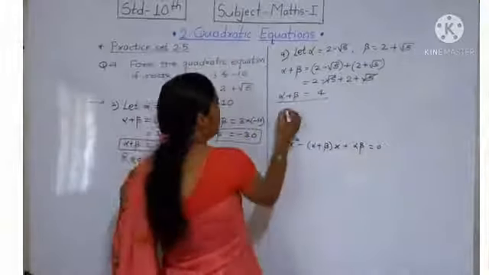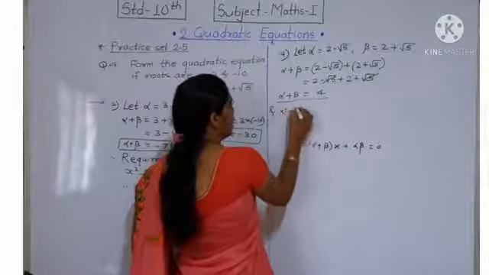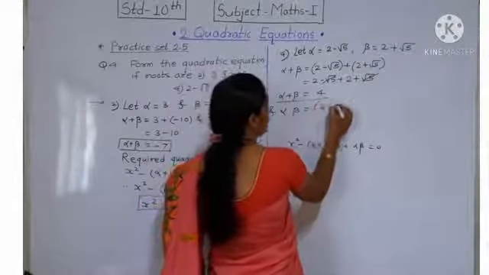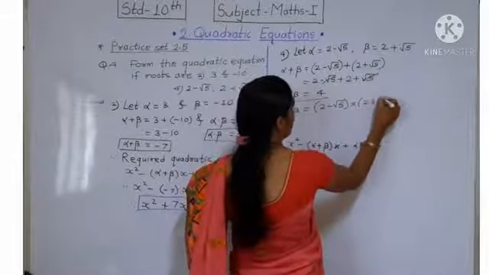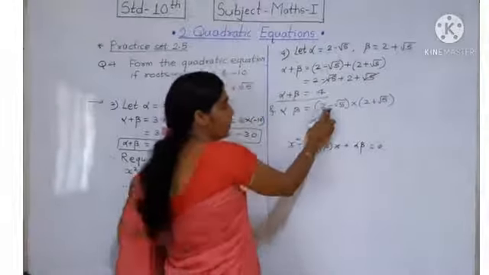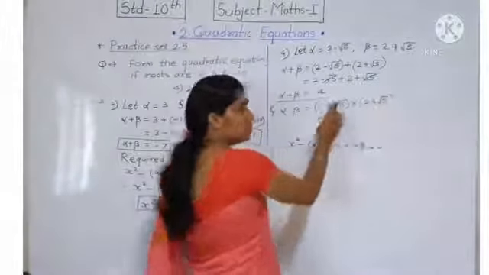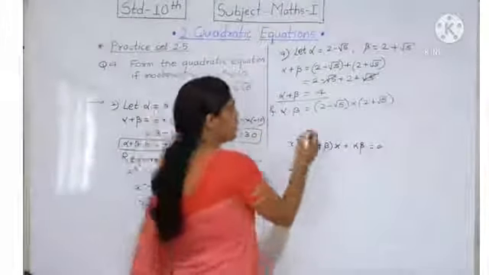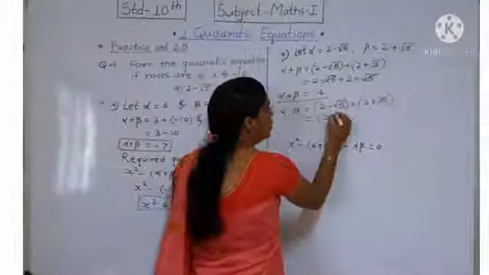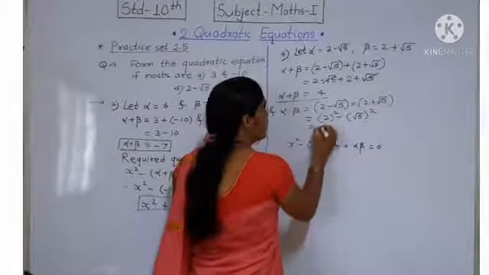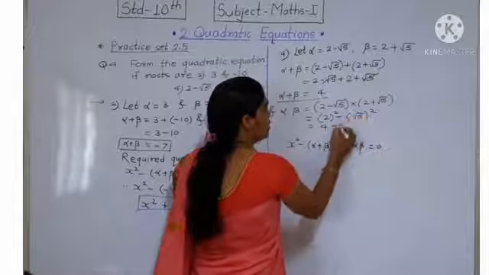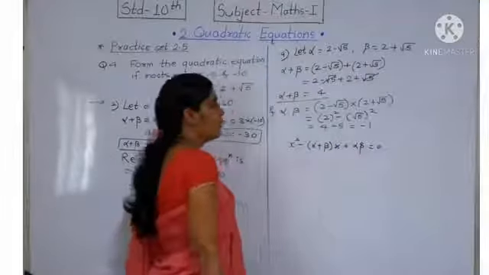Similarly, alpha into beta is equal to 2 minus root 5 into 2 plus root 5. This is in the form (a plus b)(a minus b), so we write a square minus b square, meaning 2 square minus root 5 square. 2 square is 4, root 5 square is 5. That is, the answer is minus 1.